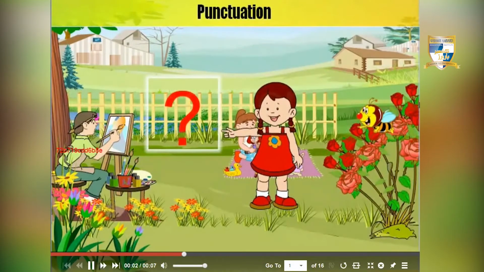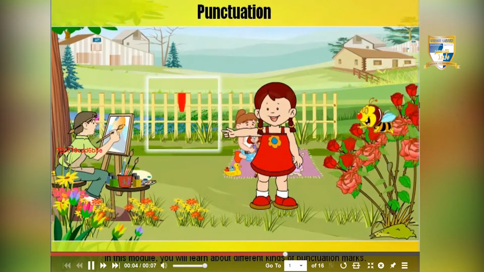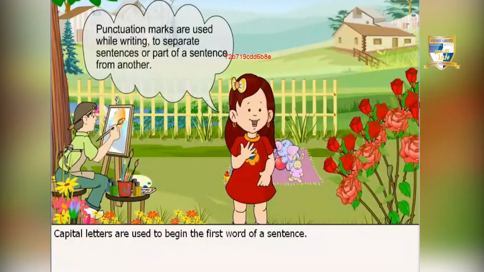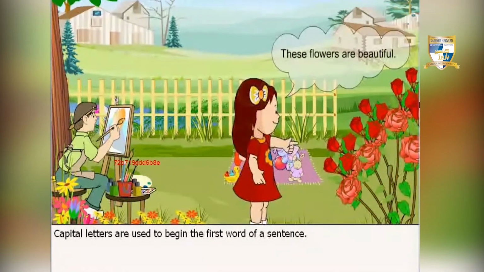Punctuation. In this module you learn about different kinds of punctuation marks. Punctuation marks are used while writing to separate sentences or parts of a sentence from another. Whenever we write a new sentence, we write the first word of the sentence in capital letters. For instance, if we say, "These flowers are beautiful," which is an entirely new sentence, then here the letter T of the word "these" will be capitalized.